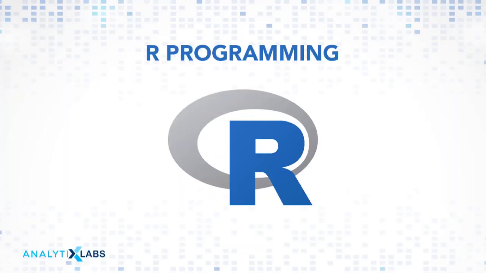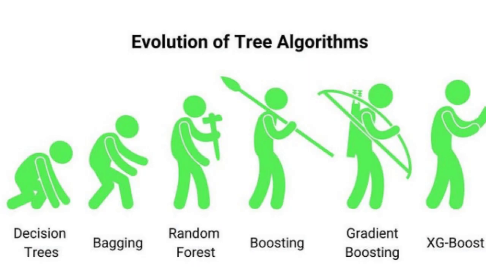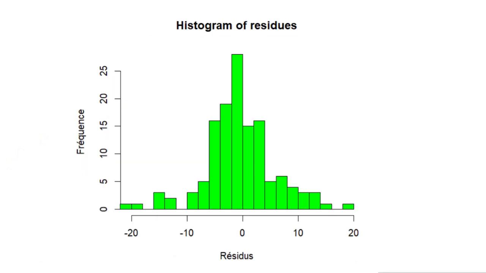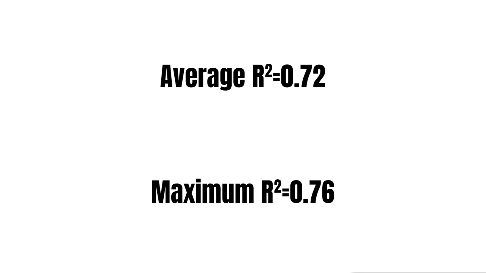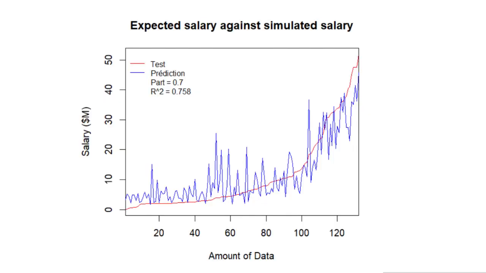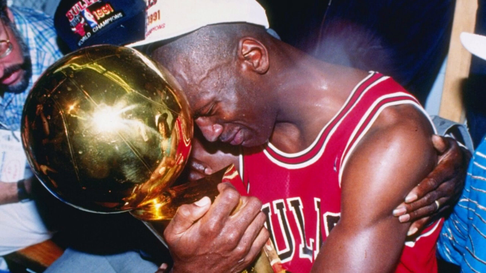We applied the XGBoost model to our dataset using the programming language R. We found that it outperformed both the GLM and random forest model in predicting NBA players' salaries. Like random forest, most of our residuals were within a range of $10 million, but we achieved an average R-squared of 0.72 and a maximum R-squared of about 0.76. This suggests that the XGBoost model is also an effective tool for predicting NBA players' salaries.